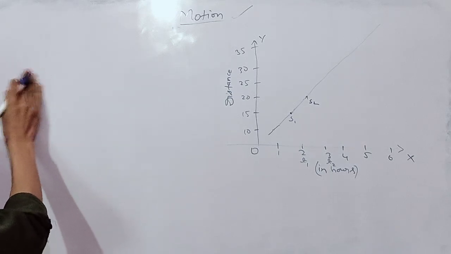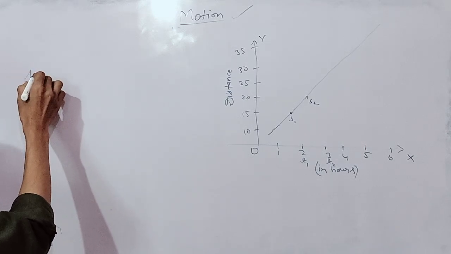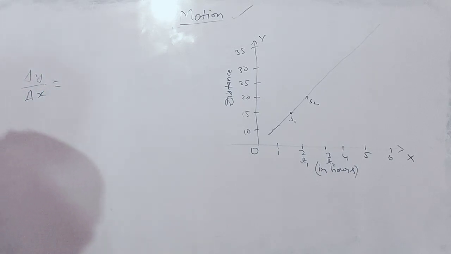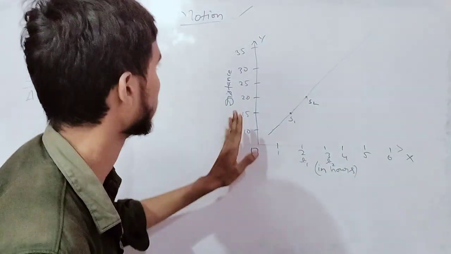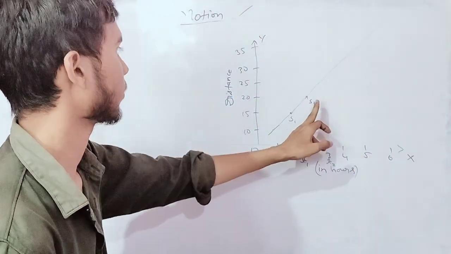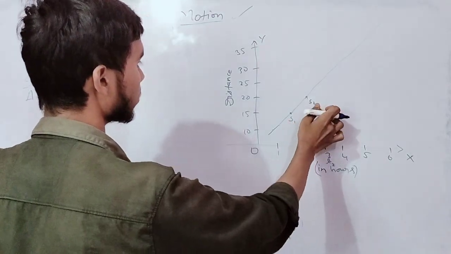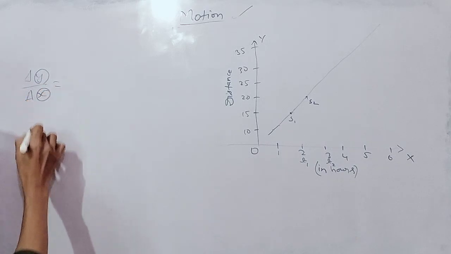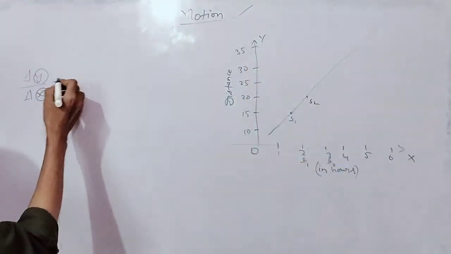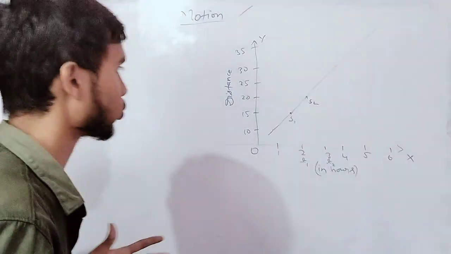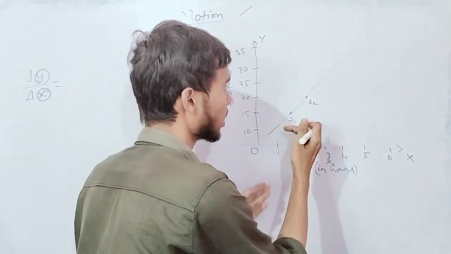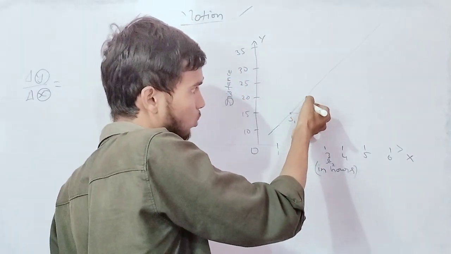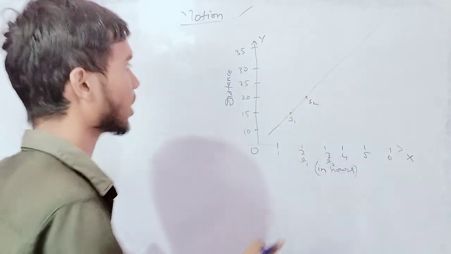So here you can write delta y upon delta x. This is y and this is x. So we will subtract this from this. We took y, we took x. Here we are finding the change. What is the change? This was like that, but it came here like that. So what was this change? That is what we are finding.